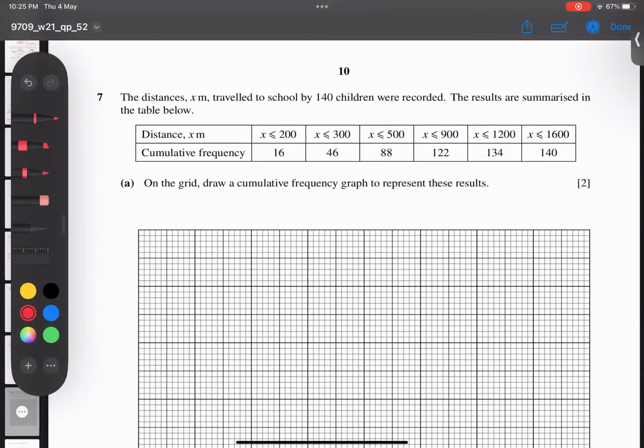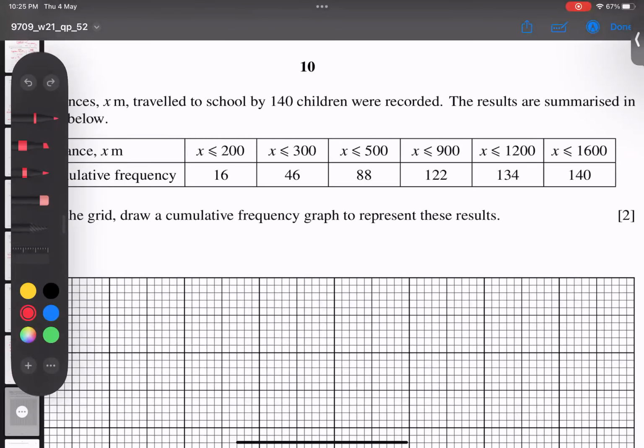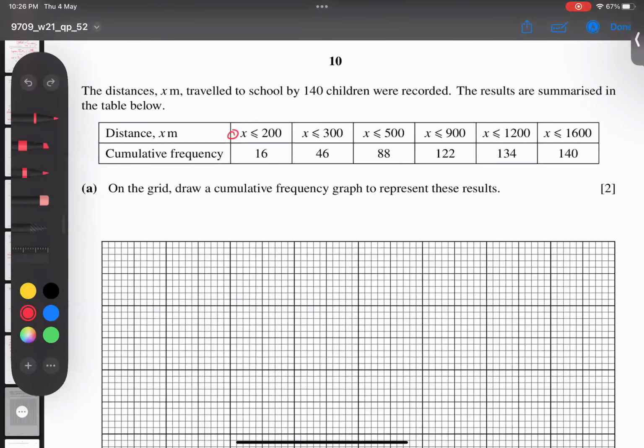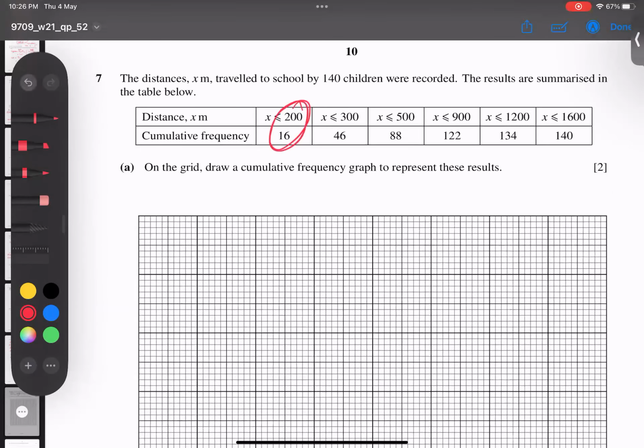Question number 7. What is the question? He's saying that the distance X in meters traveled by 140 school students is recorded and the result is summarized in the table below. We are not given a number here, so we will normally take 0 here. This 200 will come here. This is already a cumulative frequency. Normally he gives us only a frequency table and we have to make the cumulative frequency, but luckily the cumulative frequency table is given. So we will plot 200 against 16.